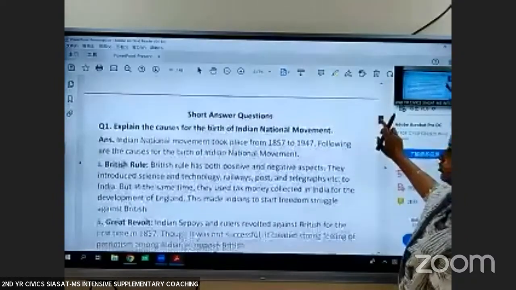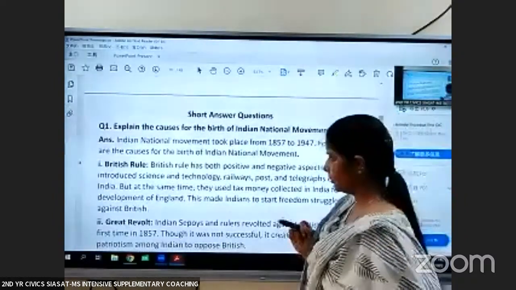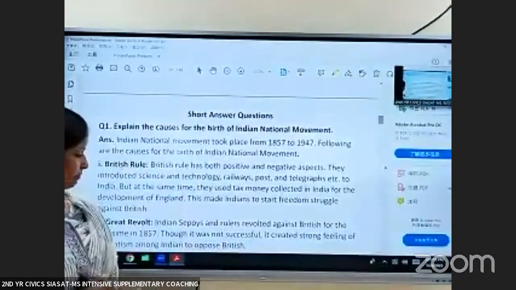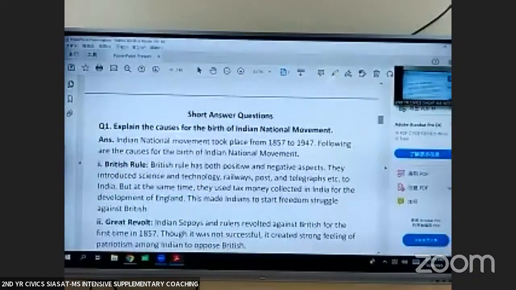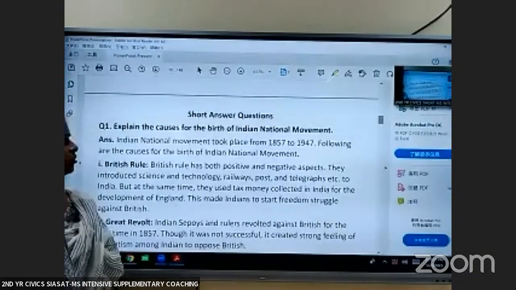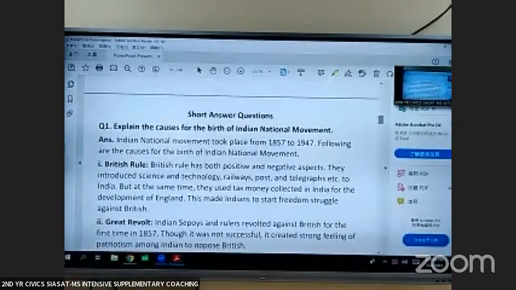Next, we'll move to short answers. Causes for the birth of the Indian national movement. This is another important question. They'll ask you to write any 4 causes for the birth of the Indian national movement.